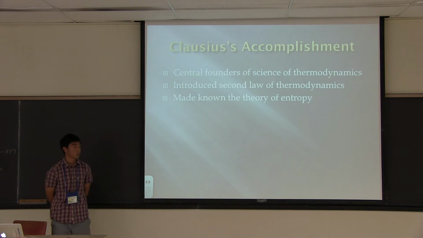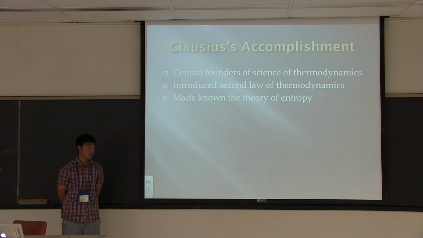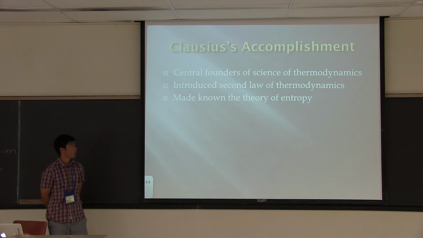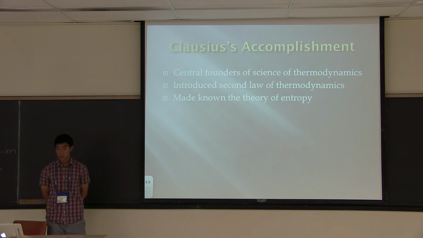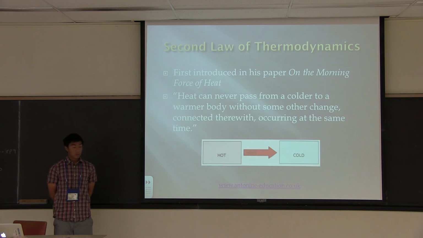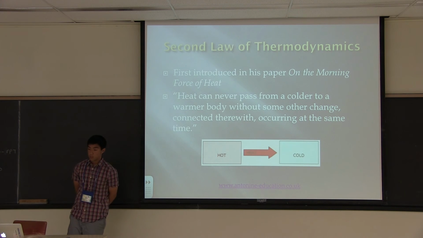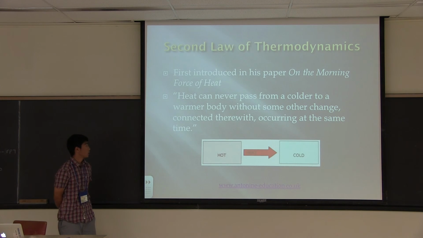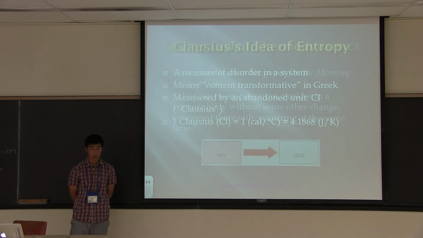Clausius' accomplishments consisted of him finding the second law of thermodynamics. He was also considered one of the central fathers of thermodynamics, and he also made known the theory and idea of entropy. The second law of thermodynamics was first introduced in his paper on the moving force of heat, and it basically states heat can never pass from a colder to a warmer body without some other change connected therewith occurring at the same time. So basically, hot things transfer heat to cold things.